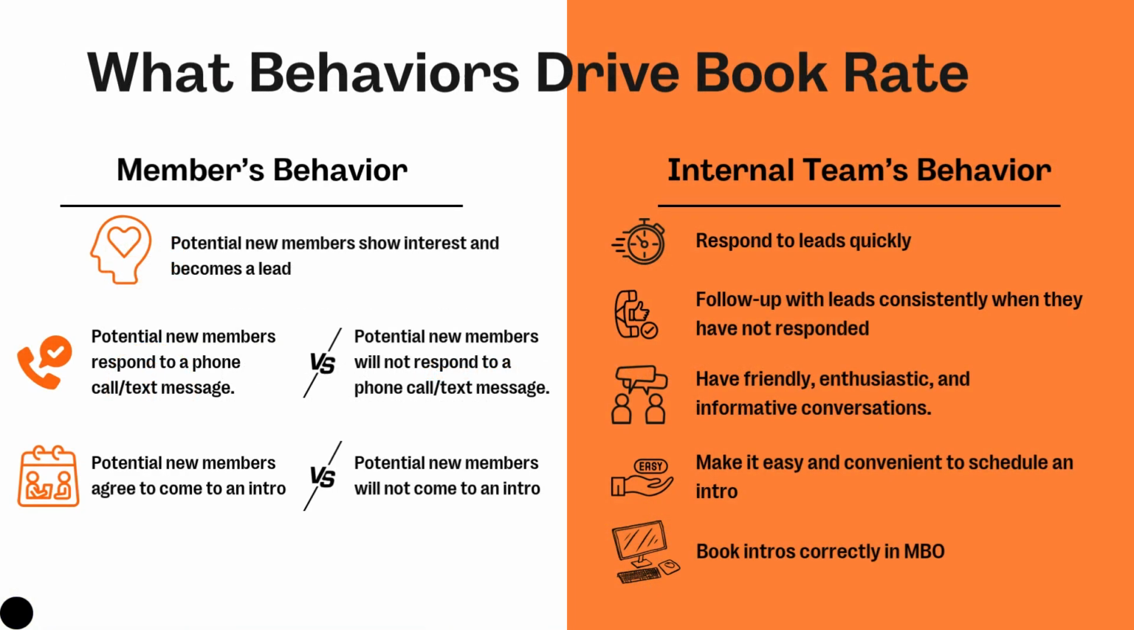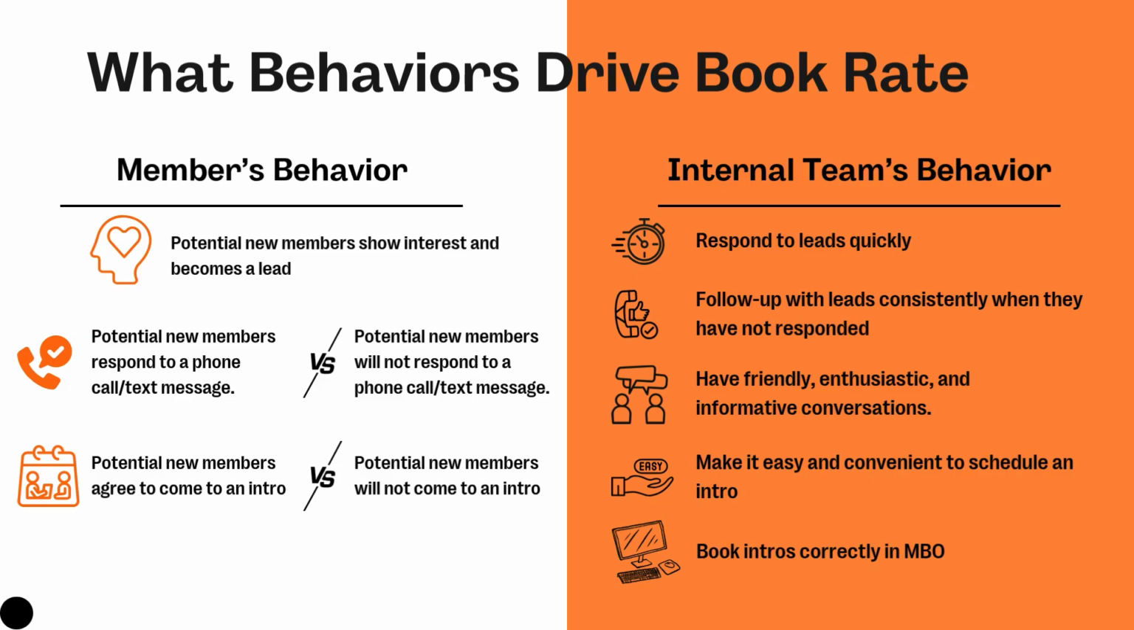Let's dive into the most important thing. What are the behaviors that drive book rate? So we have our guest behaviors and we have our internal team's behaviors. So if we start with our guest, we have potential new members that are showing interest and they become a lead. And then we're back to this versus situation. These potential new members either respond to a phone call or text message, or they don't respond to a phone call or text message. And if they do respond, then they agree to come into an intro, or they don't agree to come into an intro. And that's sort of where their behavior ends at this point.